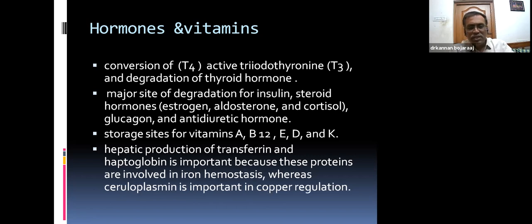And I already told you the hepatic production of transferrin and haptoglobin is important, and these proteins are synthesized by the liver, and the proteins involved in hemostasis too. Ceruloplasmin is important in copper regulation. When ceruloplasmin levels are low, toxicity of copper will occur.